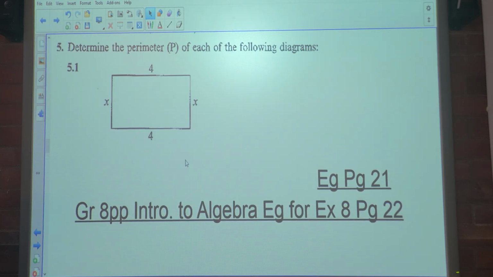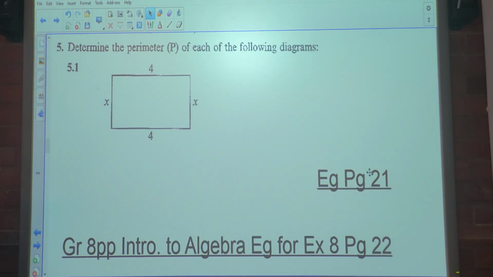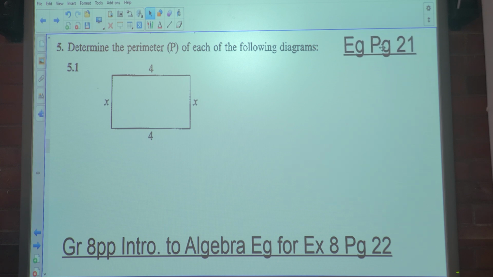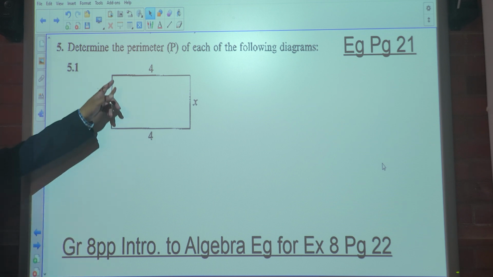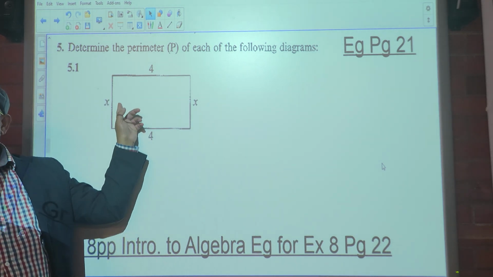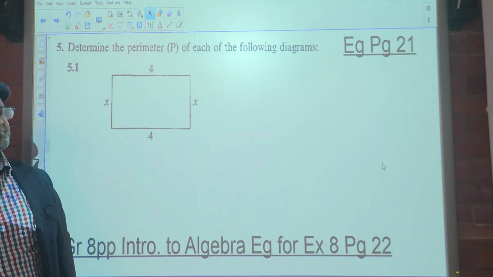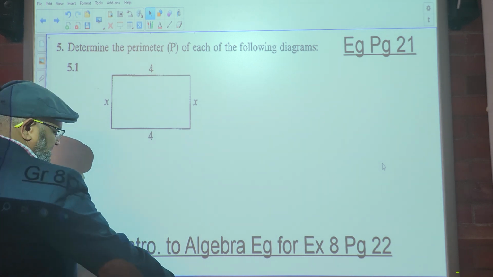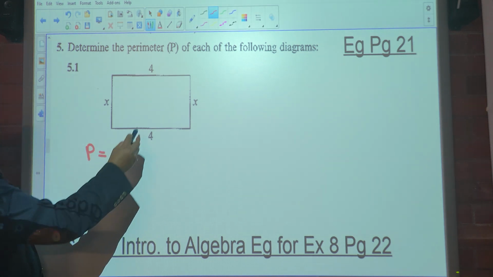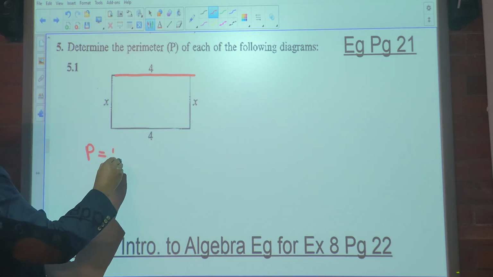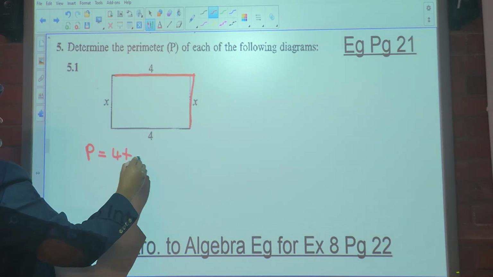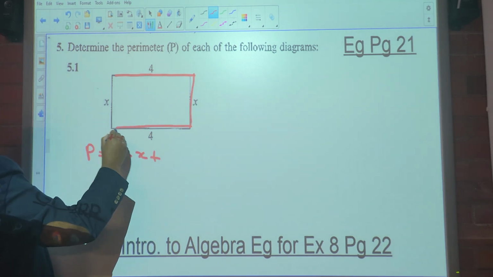Moving to number 5, we are told the perimeter P of each of the following. Determine the perimeter, which is P, of each of the following. What's the perimeter? The sum of the lengths around the outside. Not so? So the perimeter is simply going to be 4 plus x plus 4 plus x.